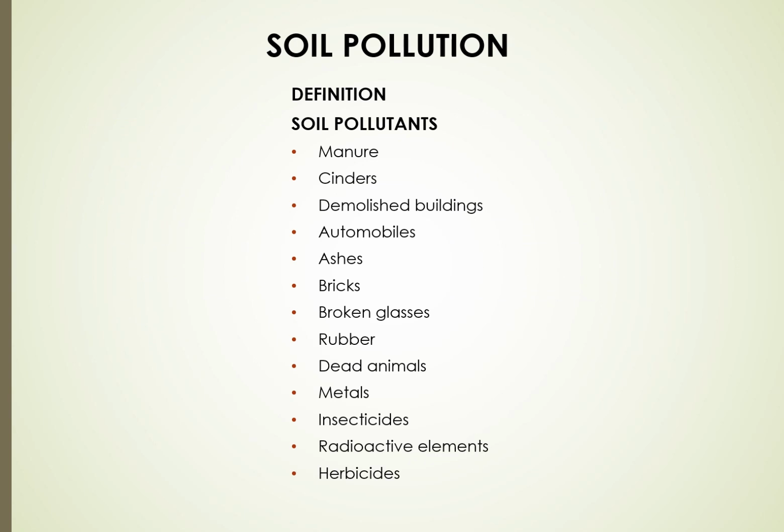Next is soil pollution. What is soil pollution? The undesirable change in the land that harmfully affects the life activities is called soil pollution. Soil is nothing but the upper layer of the earth. It is the land. The common soil pollutants are as follows: manure, cinders, demolished buildings, automobiles, ashes, bricks, broken glasses, rubber, dead animals, metals, insecticides, radioactive elements, and herbicides.